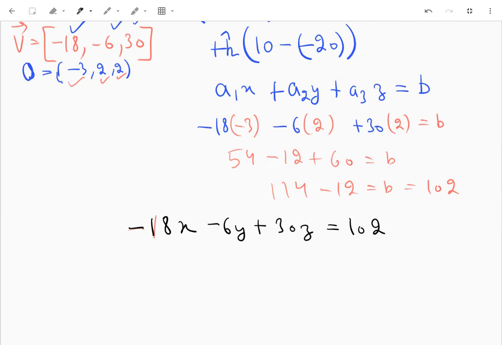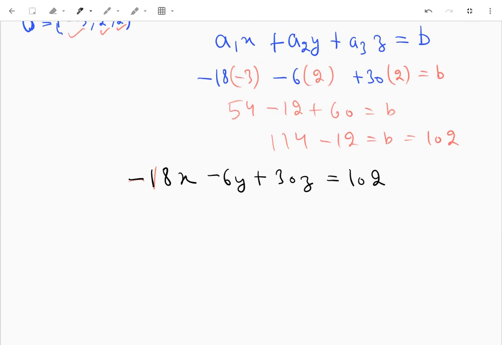And obviously, I can factor out whatever I want. So I'll factor out 6: 3x minus y plus 5z equals 17. So this is my equation.